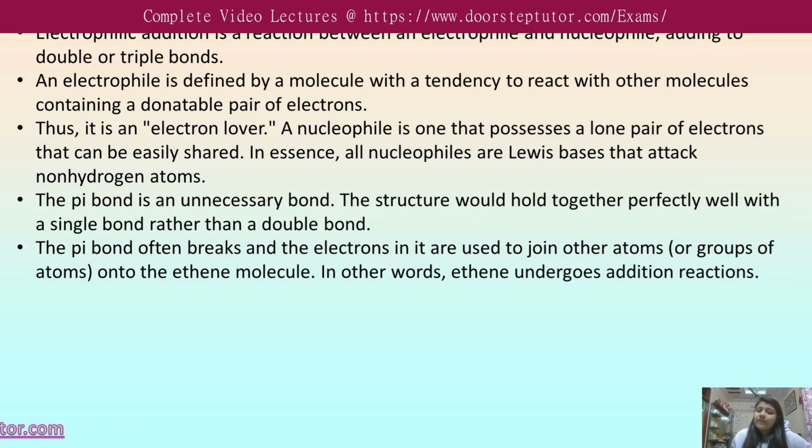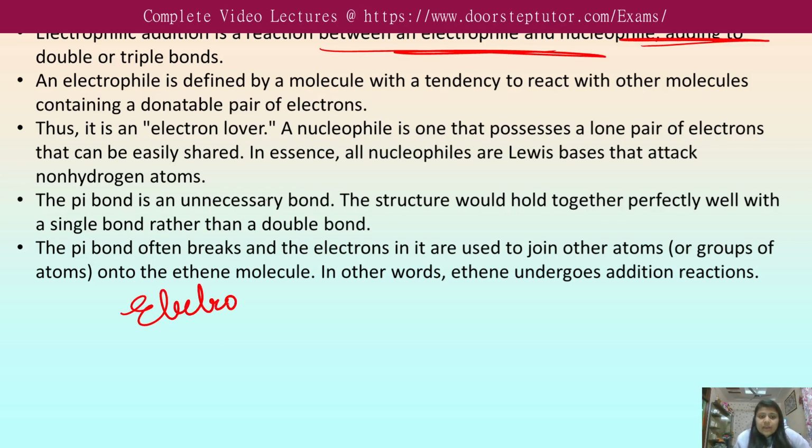In those parameters, first of all, what you have to consider is that an electrophilic addition reaction is a reaction between an electrophile and a nucleophile. We all know what an electrophile and a nucleophile are, because electrophiles are electron deficient species and nucleophiles are electron rich species. So if we are considering that we have one electrophile and one nucleophile adding to a double or triple bond, what are electrophilic addition reactions?